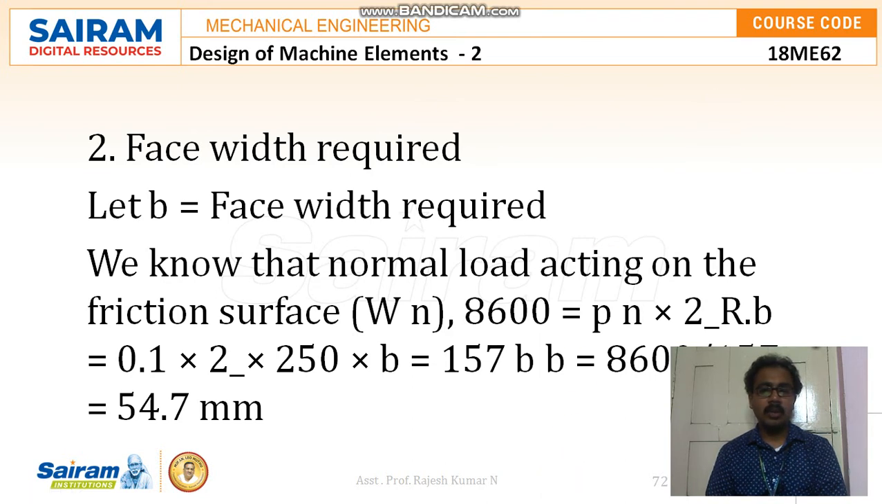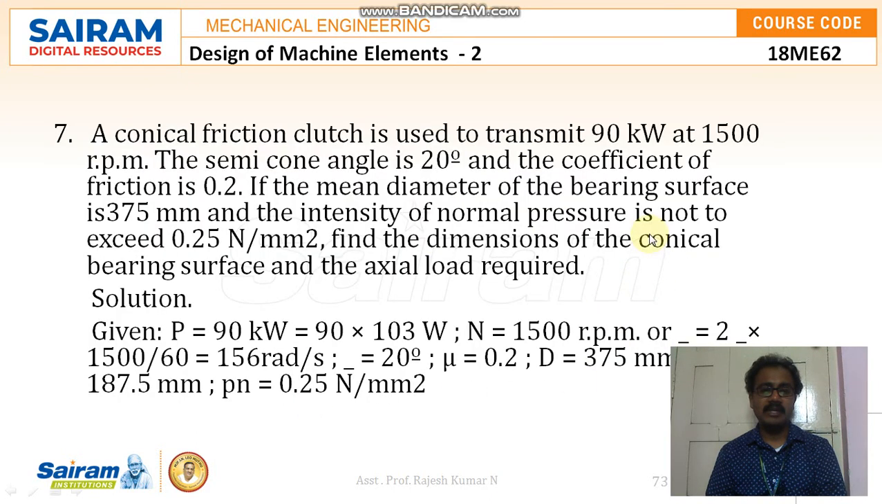And the second one is the face width required, that is b. We know that the normal load acting on the friction surface, which is 8600, is equal to p_n × 2πR × b. After substituting all the known values, I get the face width b as 54.7 mm.